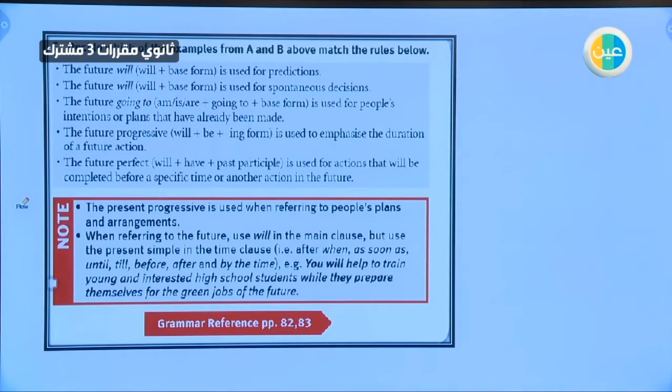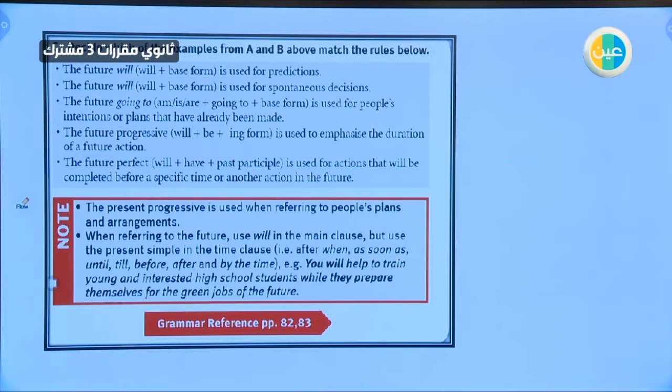Now, let's look at the different kinds of future, because today we study future. So, the first kind is future will. Future will. How can I form it? Will plus base form. What do I mean by base form? No ending, okay? It is used for prediction. Usually I use will for prediction. I'm not sure. Maybe. I think that, okay? The other one, also future will. Will plus base form here is used for what? Spontaneous decision, on the spot. A decision we didn't make before, okay? So, spontaneous decision.